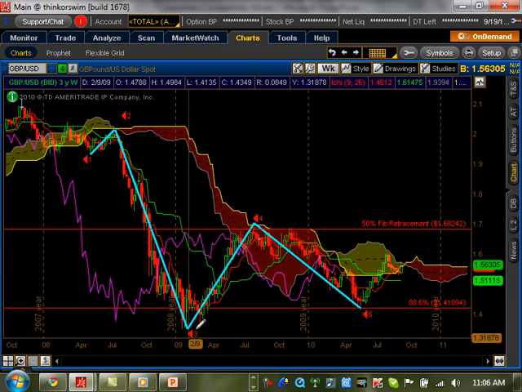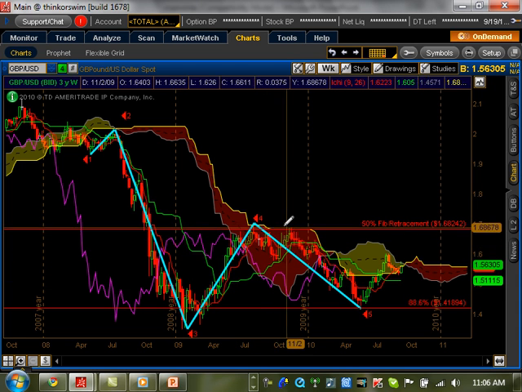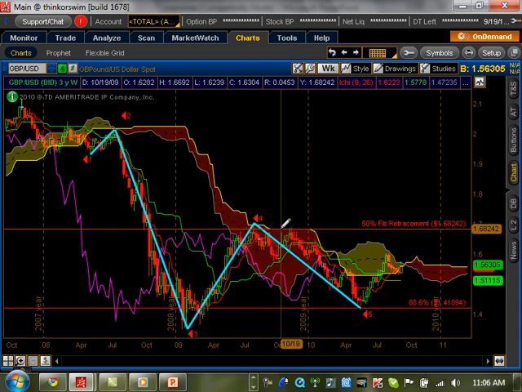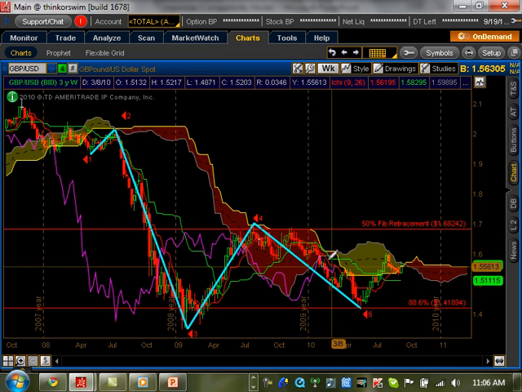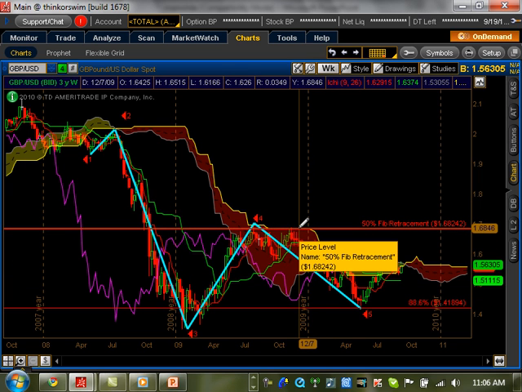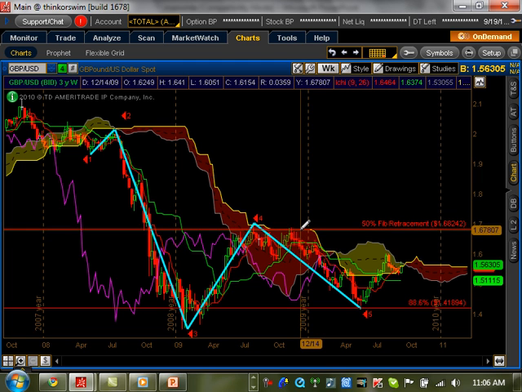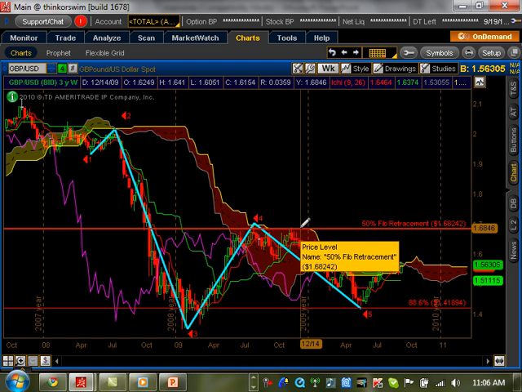Okay, now what am I doing? What I wanted to show you was in the clouds, these clouds, the Ichimoku indicators, all of them, especially the Senkou B, they pretty much fall right on top of the Fibonacci retracements. In this scenario, it's 50%. In a lot of cases, it would be 61.8. It could be other Fibonacci values too.